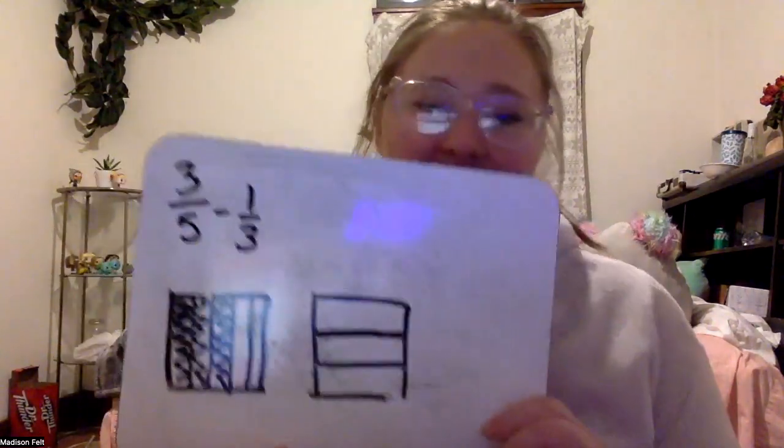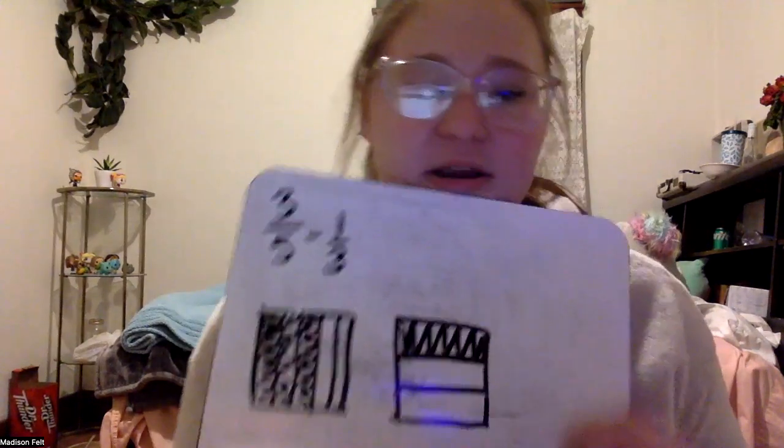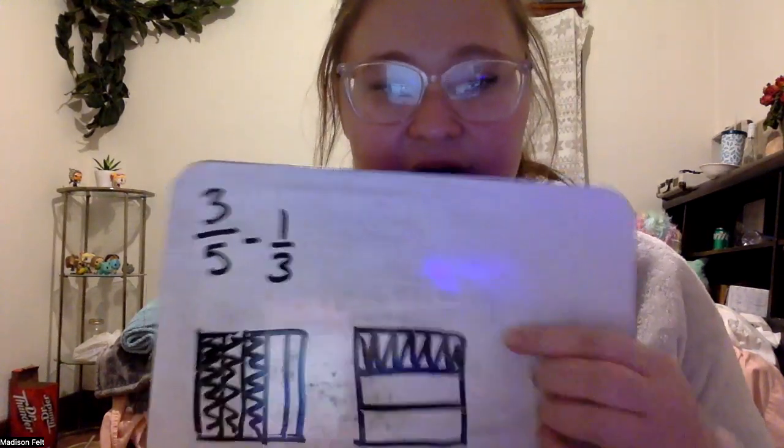For the next one, I'm going to partition horizontally into thirds, like so. And I'm going to shade in one of those to represent 1/3. Each of these is 1/3. I shaded in one to represent 1/3. Now we are going to combine these.